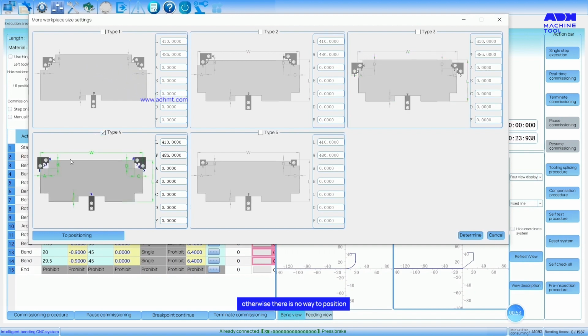Type 4, as you can see, the 4 hems of A, B, C, D are all greater than 20. We can use such a positioning mode. Type 5, as long as such a positioning mode is met, the positioning can be carried out. There are no specific requirements for the length of ABCD. The workpiece we need to bend is more suitable for the positioning mode of Type 1.